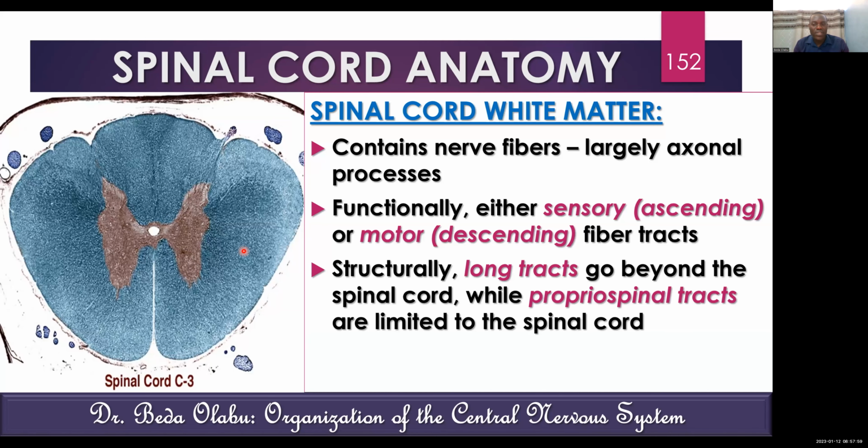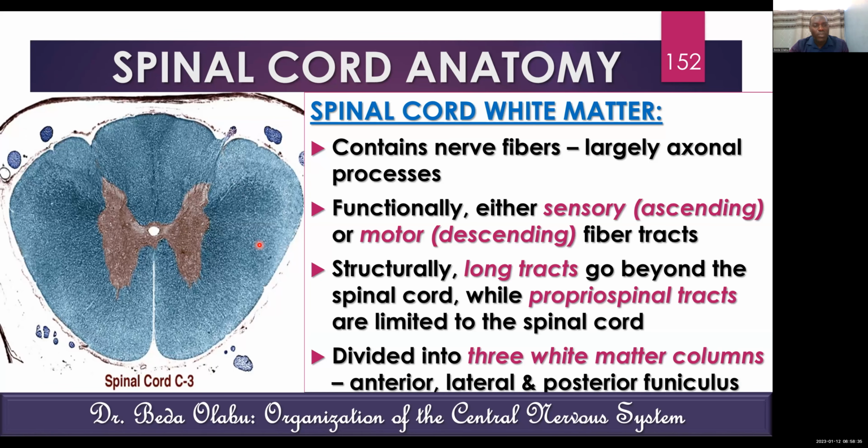Structurally, some of these axons are very long. They go beyond the spinal cord, so we call them the long tracts. Now, what are tracts? We already mentioned that a group of axonal processes of the same function is called a tract. They could be long tracts, but you can also have short ones. The short ones come from one segment of the spinal cord to another segment of the spinal cord, and those short ones are termed propriospinal tracts. The propriospinal tracts can still either be ascending or descending.